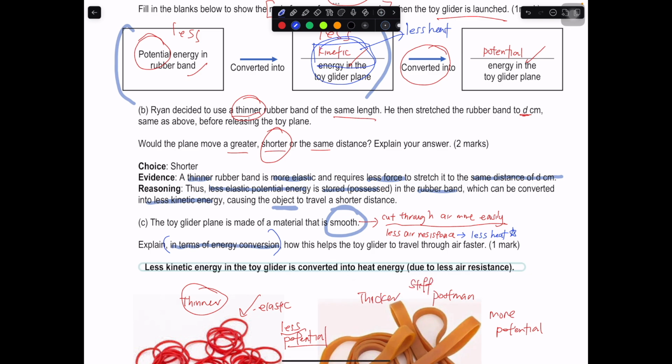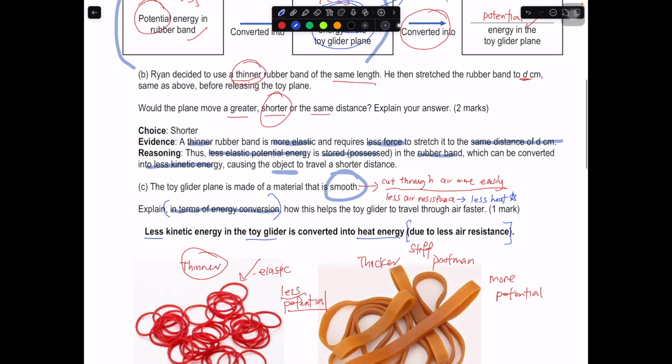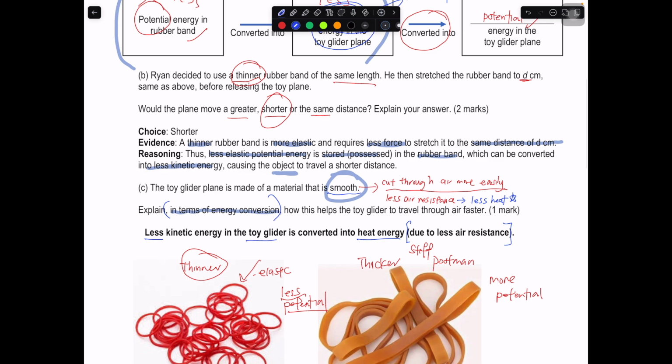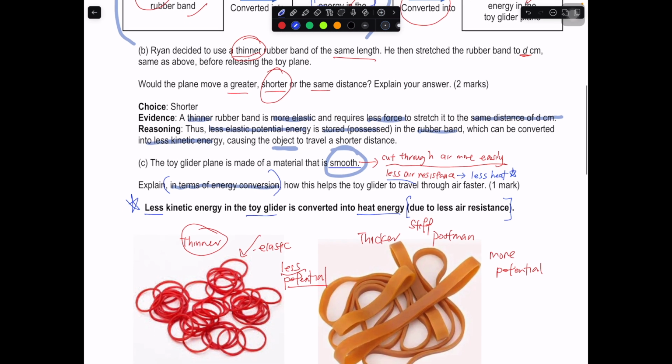Just remember this. It will be something like this: less kinetic energy in the toy glider is converted to heat energy. This part you don't really need to add in, but if you want, you can add in as well due to air resistance. To answer this in force is also possible. You can say the material is smoother, it will have less air resistance, allowing the airplane to cut through the air at a faster speed. But this question asks you to explain in terms of energy, so this will be the best answer.